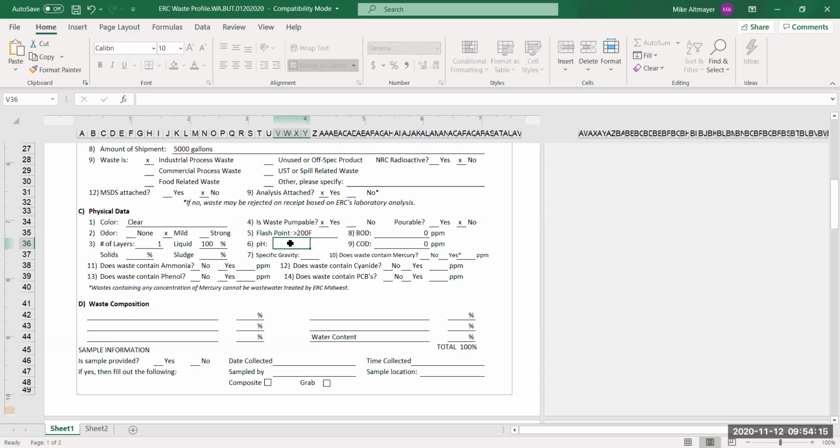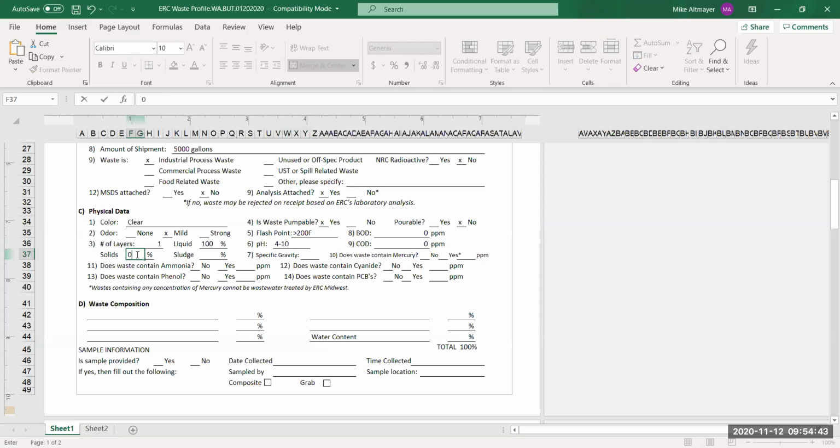The pH, you can probably get an exact pH on this load if you've had it tested. Otherwise, you can put a range of 4 to 10, and that's usually considered the range for non-hazardous. The entire range is on the low end 2, and on the high end 12.5. So we can accept liquids anywhere in between those two parameters. But generally speaking, most liquids would fall into this 4 to 10 non-hazardous range.